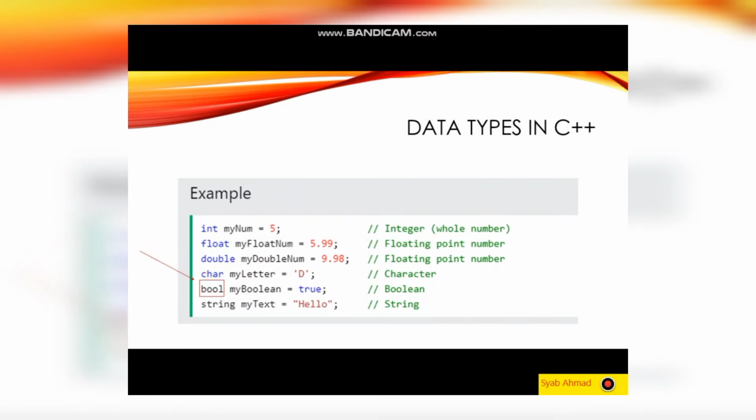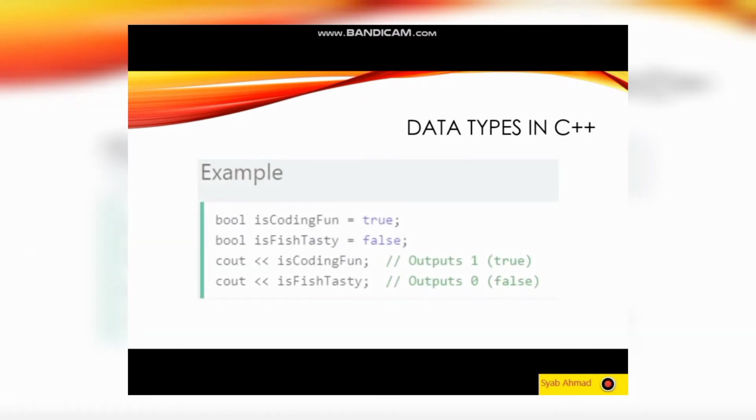Boolean stores true or false values. A Boolean data type is declared with the bool keyword and can only take the values true or false. When the value is returned, true equals 1 and false equals 0.